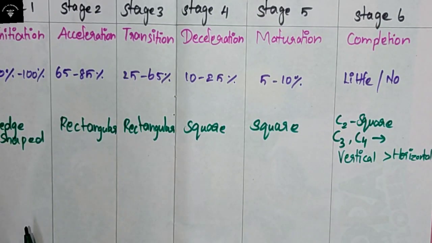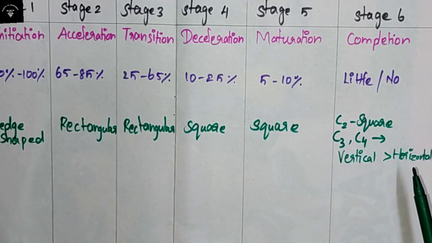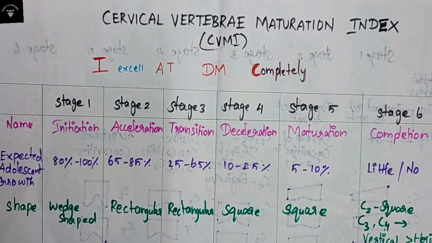So these are the shapes of all these 6 stages. Stage 1 is wedge shaped. Stage 2 and 3 are rectangular. Stage 4 and 5 are square. And in stage 6, the C2 vertebra is square shaped, and in C3 and C4 vertebrae, the vertical dimension is more than the horizontal dimension. Alright. I used to remember like this. I excel at DM completely.